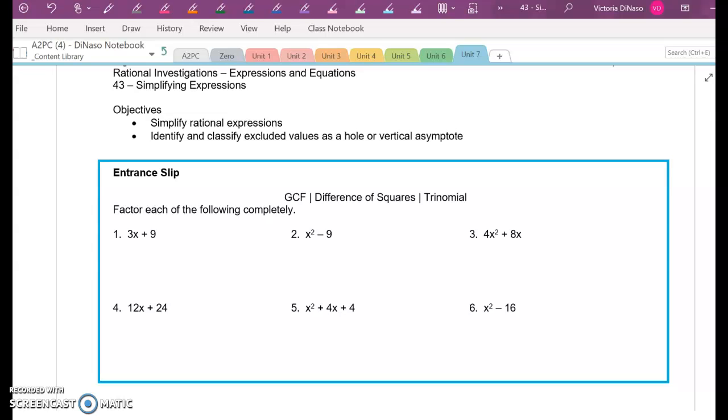To start with, we need to know and recall how to factor. And when we factor, that includes GCF, difference of squares, or trinomials. So in this first one, we have 3x plus 9. Notice that both the 3 and the 9 have a 3 in common, so I'm going to pull out a 3 and then write down what's left over, which is going to be x plus 3. For number 2, this is a difference of squares. So the first one was GCF. This one is a difference of squares because both x squared and 9 are perfect squares, so we can go ahead and write down x plus 3, and then we have x minus 3.